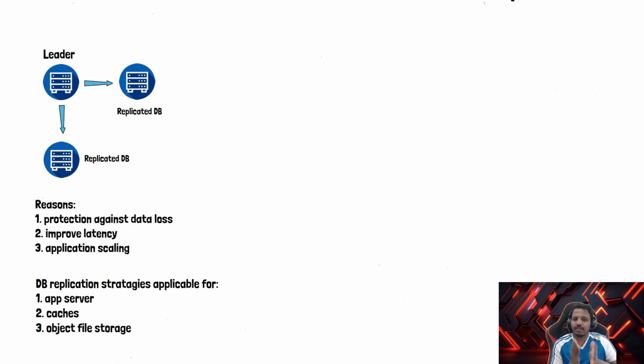Let's say when the leader has crashed or is not available, automatically the failover should happen and one of the replicated databases should take the role of the leader database. When we say take the role of a leader database, it means this is going to be the main database from now onwards, that is going to handle all the write requests as well.